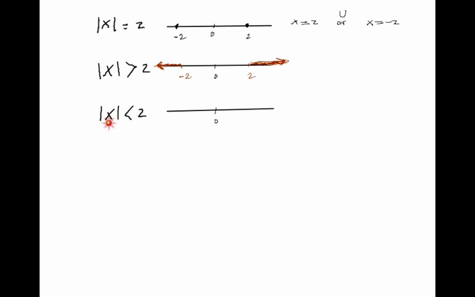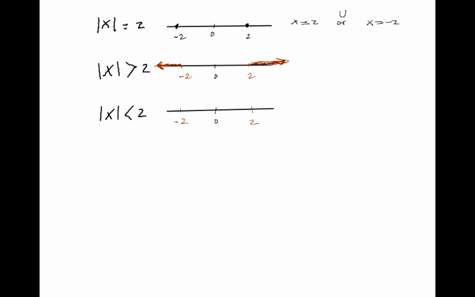However, when I say absolute value of x is less than 2, you're talking about all the numbers that are less than 2 units away from 0. What are the numbers that are less than 2 units away from 0? All the numbers between -2 and 2. So that's why the solutions would be in between.